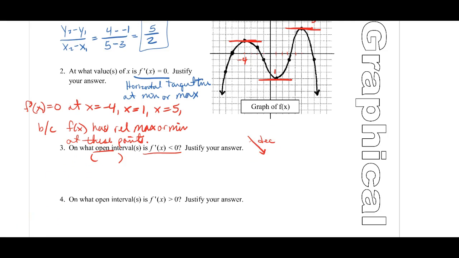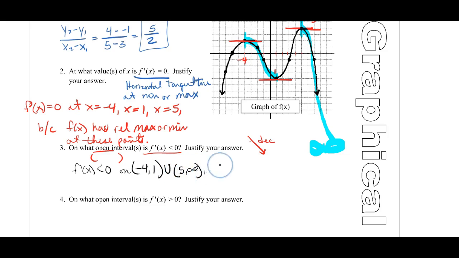And looking at the graph, I can see that I'm decreasing from negative 4 until 1. And then I decrease again starting at 5 and until infinity. I don't stop decreasing. So I can mark that f prime of x is less than 0 on negative 4 to 1 and 5 to infinity, because the function is decreasing.